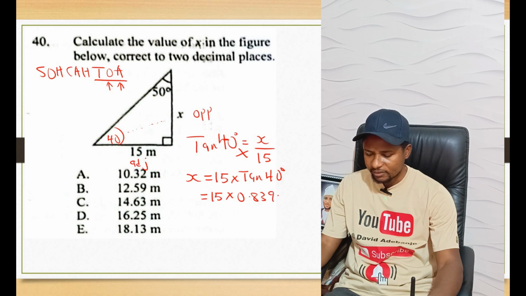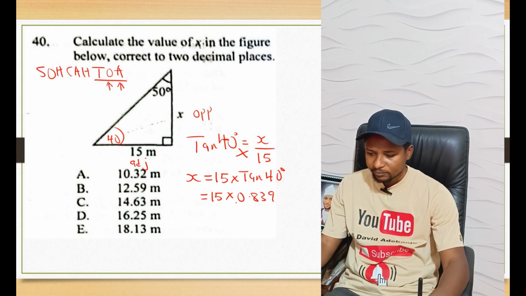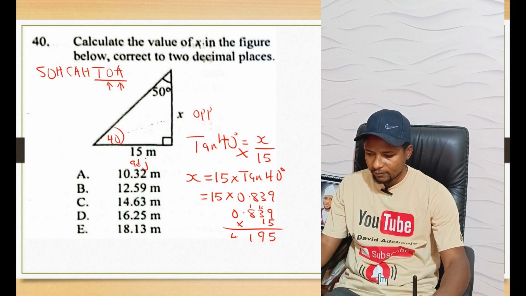And using your 4-figure table, tan 40 will give you 0.8390. You can leave it this way. Now you multiply 0.839 times 15. 5 times 9 is 45, carry 4. 5 times 3, 15 plus 4, that's 19, carry 1. 5 times 8, 40 plus 1, 41. So just put that 4 here, because 5 times 0 is 0 plus the 4, you have 4. Then 1 times everything gives you everything. So you have 9, 3, 8, and 0.